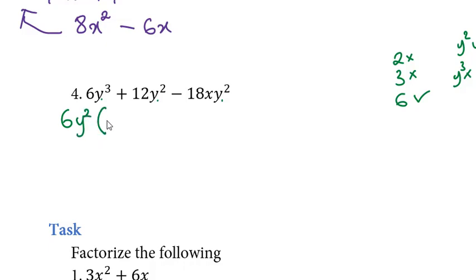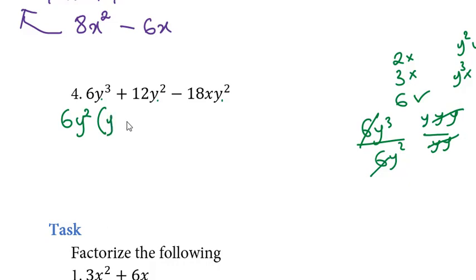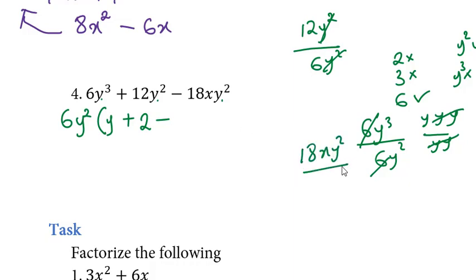So in brackets, we'll have 6y cubed over 6y squared. The 6 cancels out, and then you have y, and then y and y. So cancel out these two, you're left with 1. So you have y here, plus 12y squared over 6y squared. The y squares cancel out, and then 12 divided by 6 is 2, minus you have 18xy squared all over 6y squared. The y squares cancel out. 18 divided by 6 is 3, right?